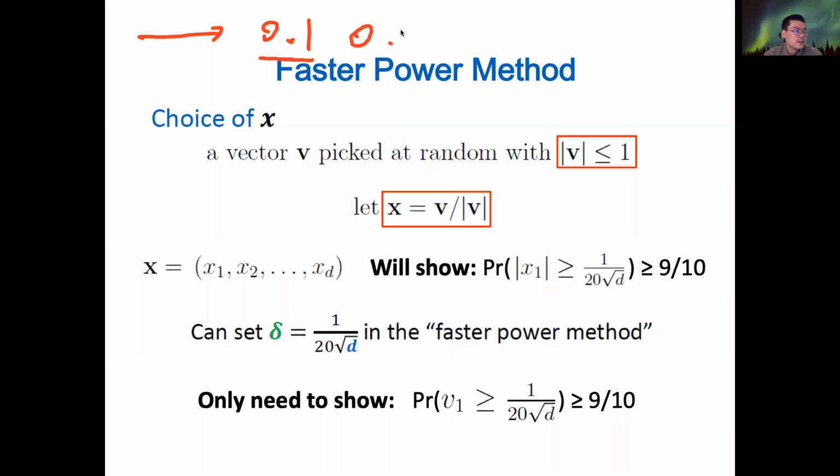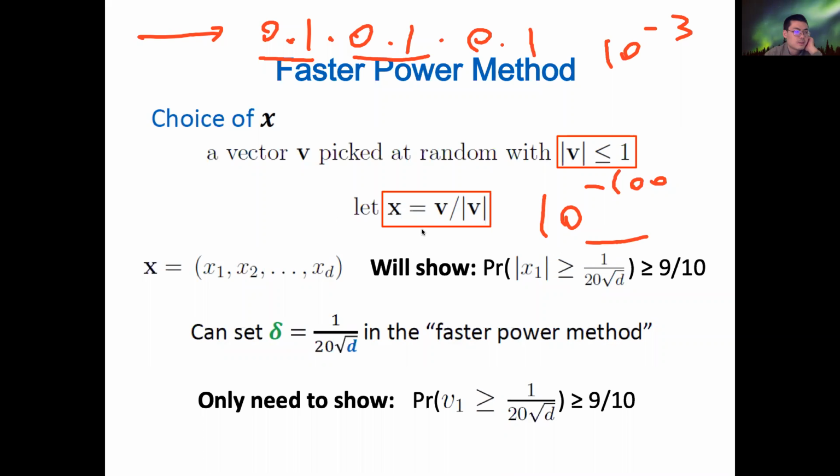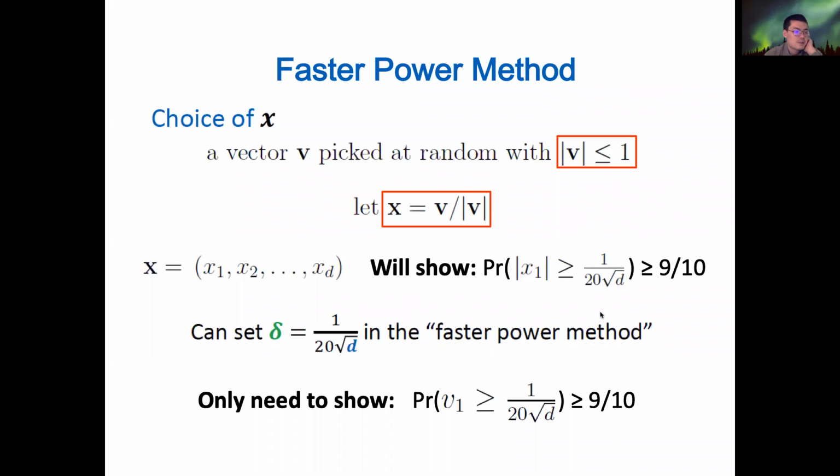The second time you fail is also this. They're independent trials. The third time you fail is this. After 3 times, you're already at 10 to the power of -3. If we try this 100 times, the probability of failure is 10 to the power of -100. It's almost negligible. So if you repeat this a couple of times, the probability is already reasonably small that you still cannot find a v1 that is meaningful, that is good. So as long as you can show that each time your probability of failure is a small constant, you can repeat enough times, and then you can bring it down.